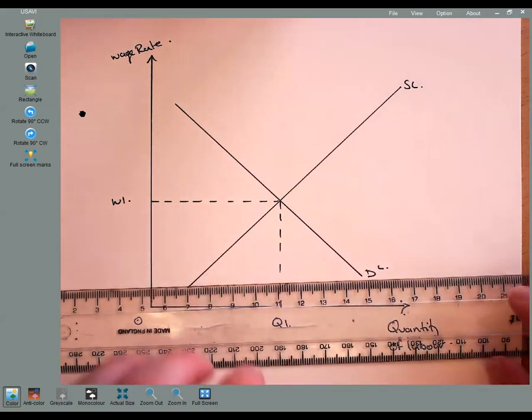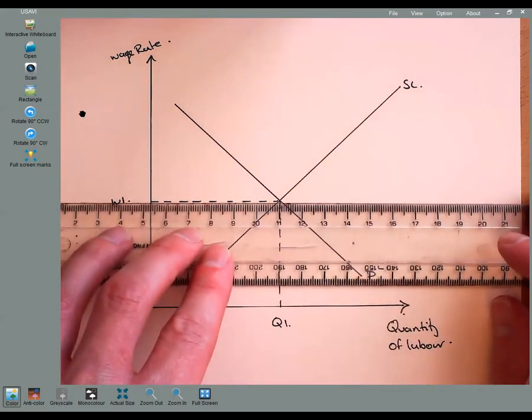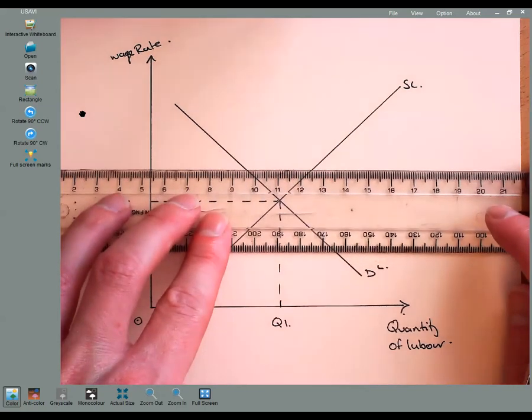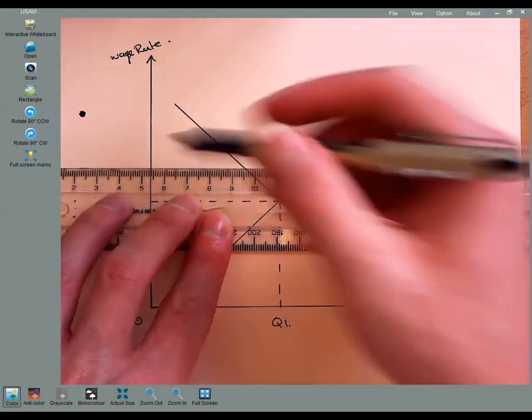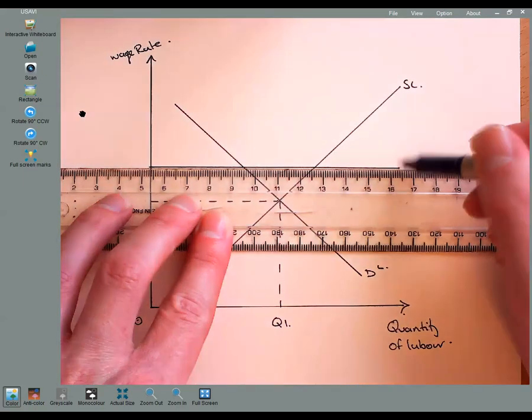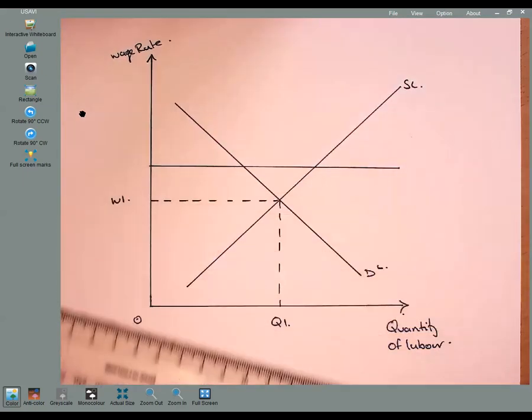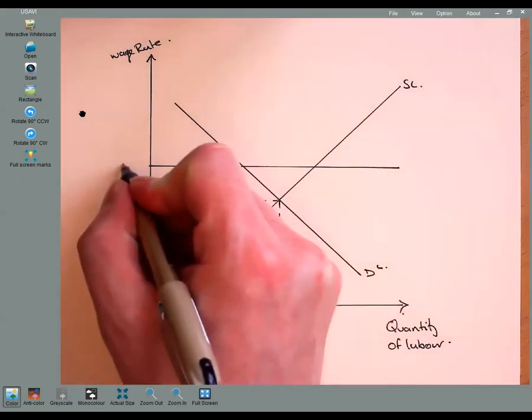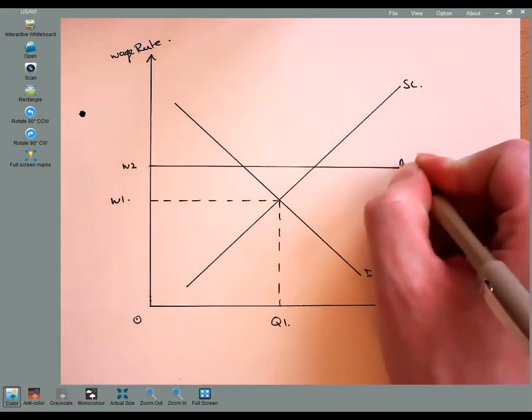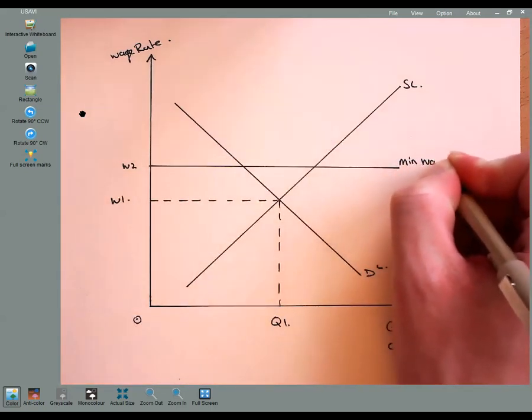So governments intervene and they say to firms, you must by law pay your staff the national minimum wage, which is set above the free market equilibrium. So I'm going to call that W2 and then tag that as minimum wage.